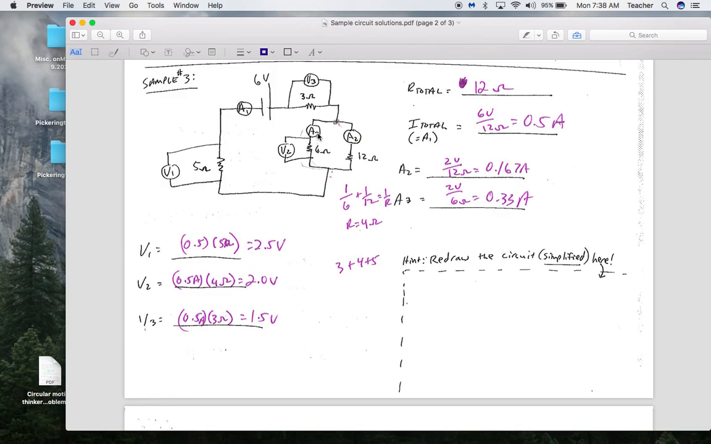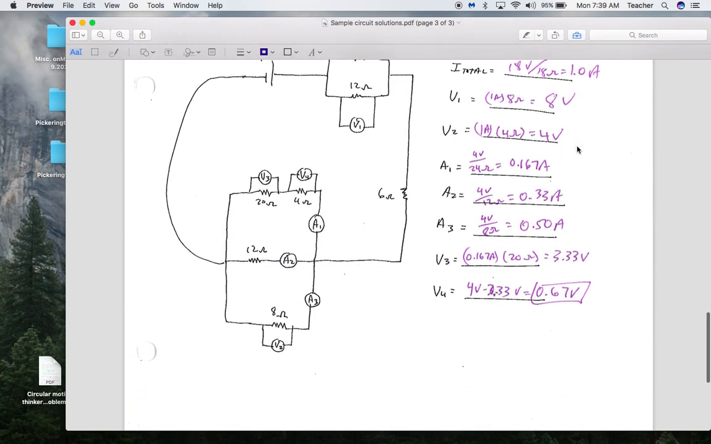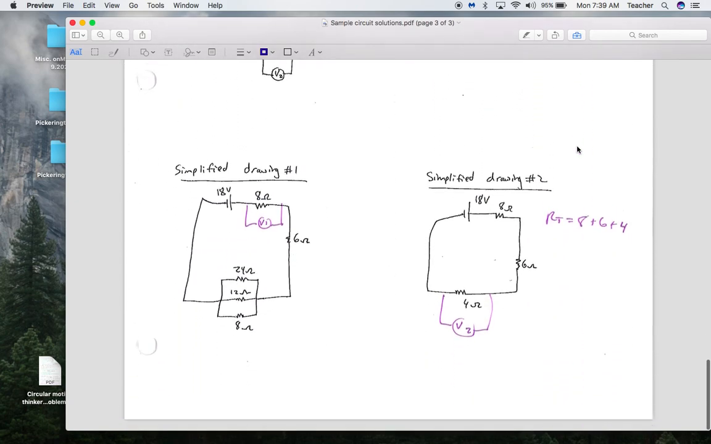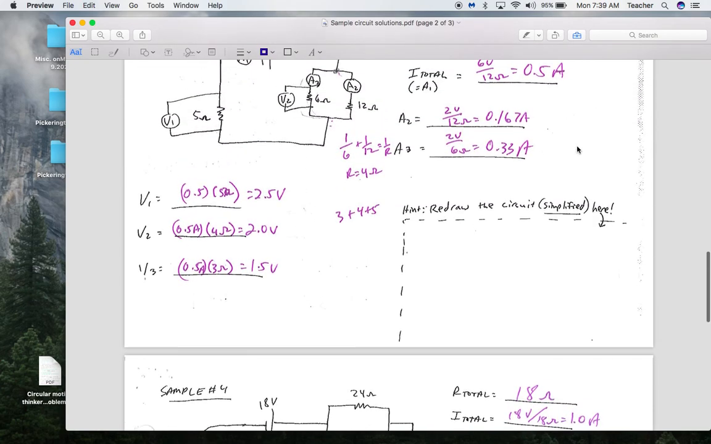So since I know that I've got 2 volts across here and 6 ohms, 2 divided by 6 is 0.33 amps. 2 volts divided by 12 is 0.167 amps. Notice when I add those up, I get 0.5 amps, which is my expected total. I'm going to leave this one for you to think about and do because I think it's kind of important that you look through how to do those, but I will leave the PDF.